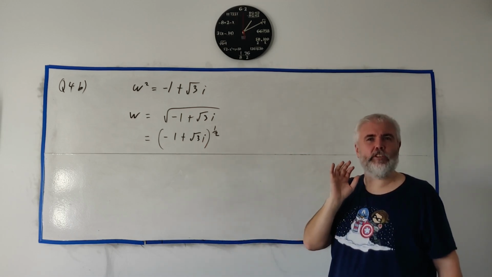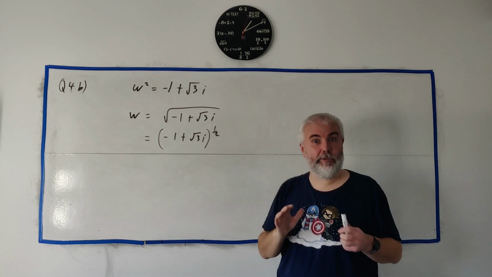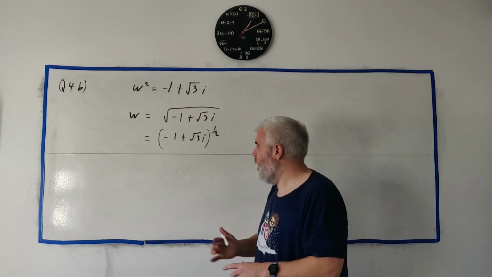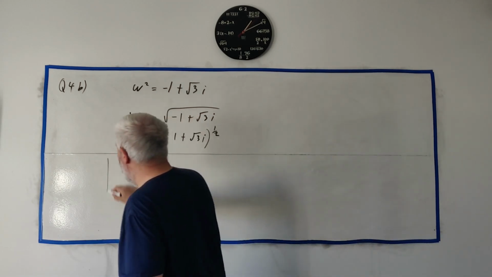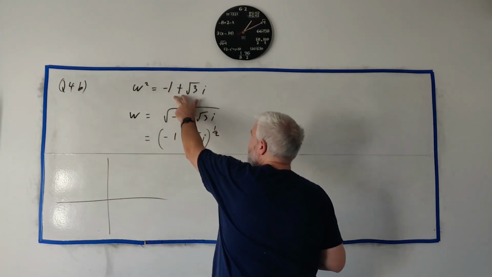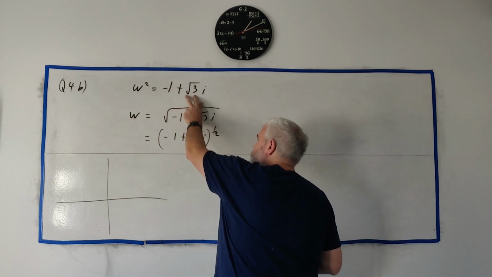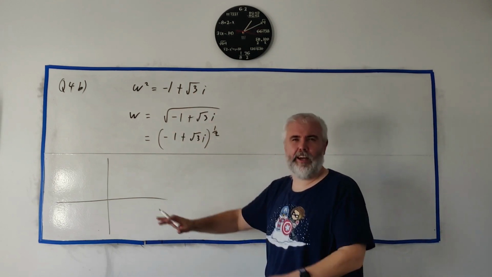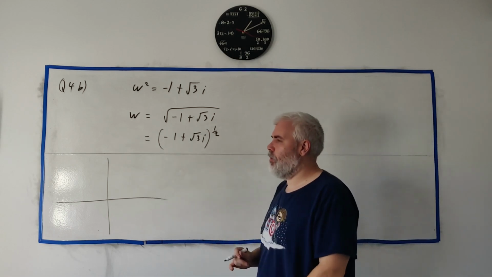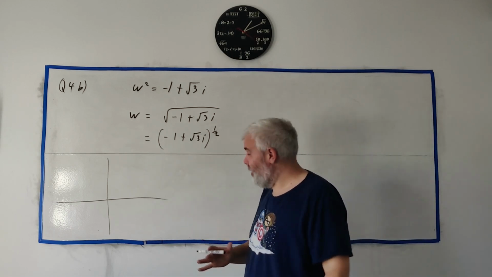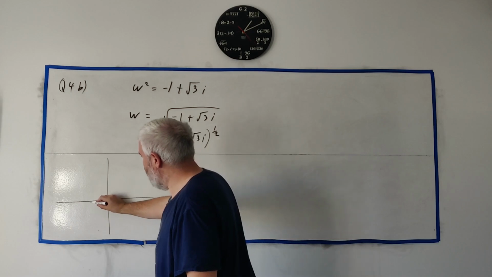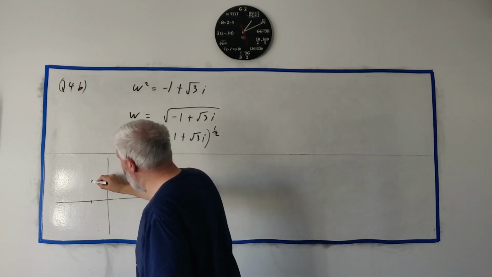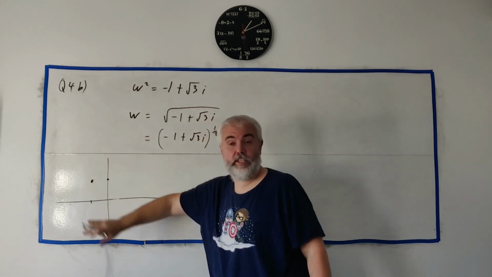First, I need to get it into a form that De Moivre's theorem can deal with, and that's those cosines and sines. So I do that by drawing a picture. Let's draw a picture of this guy here, minus 1 plus square root of 3 i. I just need a rough picture. Square root of 3 is about 1.5, I think. So minus 1 is down here, 1.5 up here somewhere. This point, w squared, is right here.